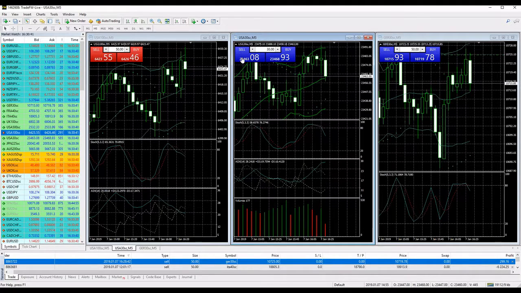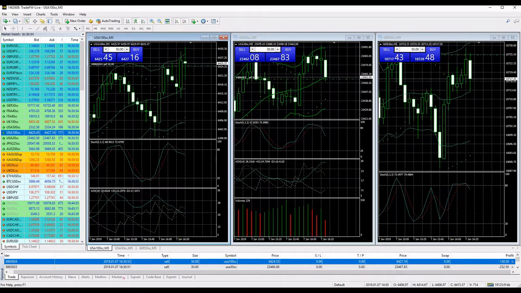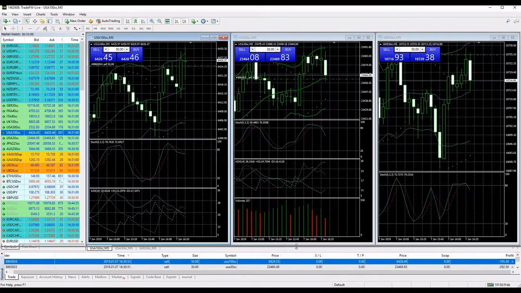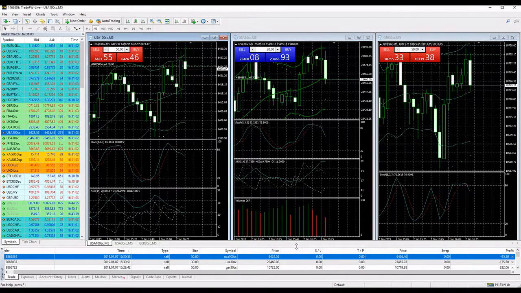Guys, I'm getting ready to short Dow Jones. Let me wait a few minutes more. There we go. I just shorted Dow Jones and I'm shorting USA 100. USA 30, it's very undefined. I don't like how it moves. It doesn't take a direction.